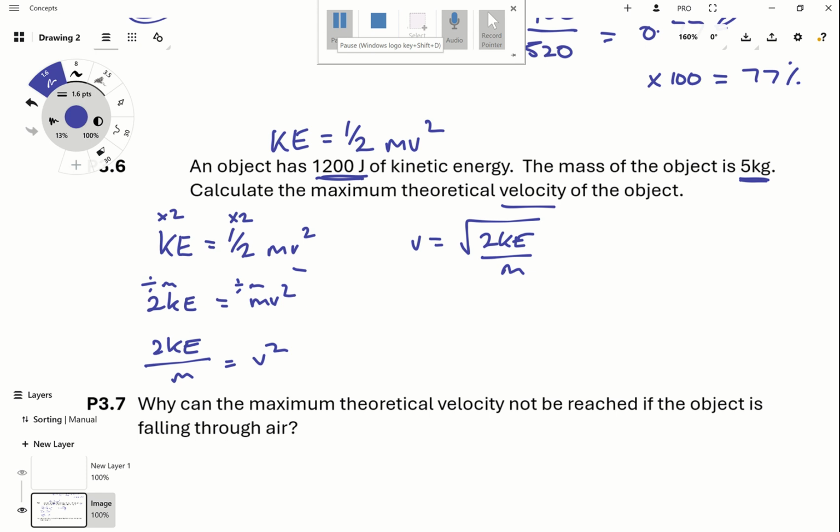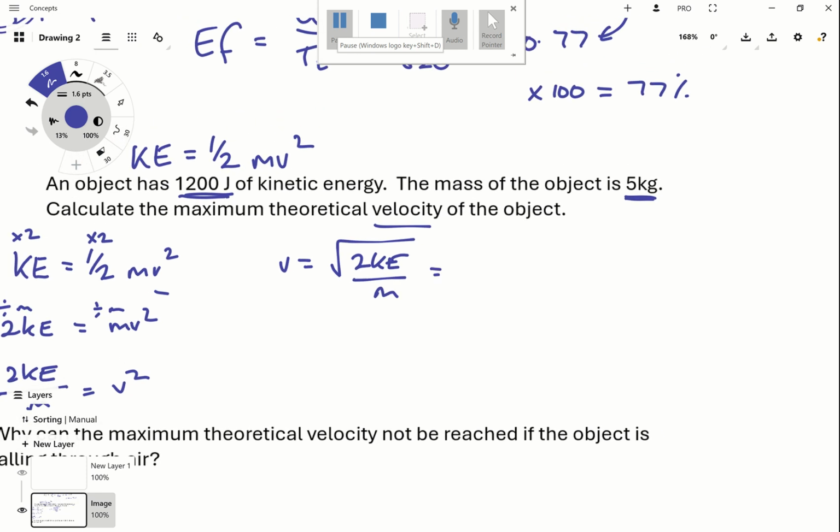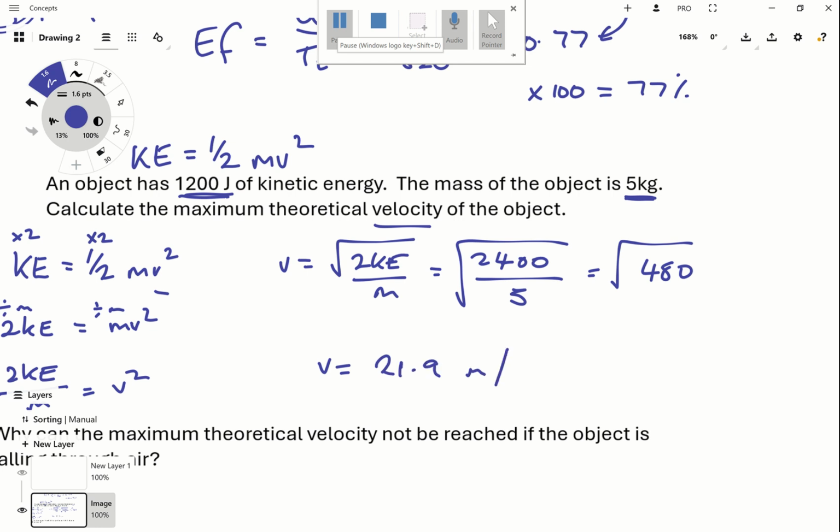So now I can just put the values in. This is going to equal 2 lots of the kinetic energy, 2,400, square root sign, divided by 5. So 2,400 divided by 5 equals 480, so this is the square root of 480. I'm going to square root it, and now I've got my velocity. Velocity equals 21.9 meters per second. So that's a tricky higher tier question. This really is grade 8 plus. So be good at that.